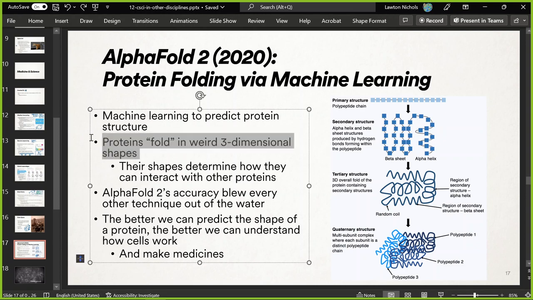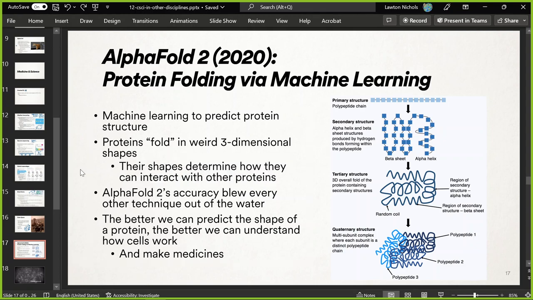Okay, so proteins fold in these weird three-dimensional shapes. Those shapes determine how they interact with other proteins. And for brand new chains of amino acids, for brand new proteins, it's very hard to determine which way they're going to fold. But AlphaFold 2, their accuracy was ridiculously high. They did really, really well, like several tens of percentage points better than any other competitor. And that's really, really nice, right? Their accuracy blew every other technique out of the water back in 2020.